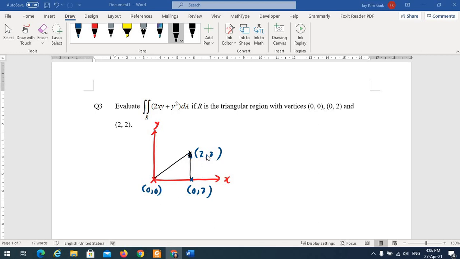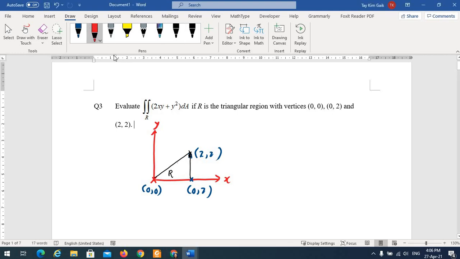Then here, we just evaluate this double integral where the integrand is 2xy plus y squared dA over region R. Region R is bounded by these 3 vertices, and it's a triangular region. So this is our region R. So let's say it's easy.